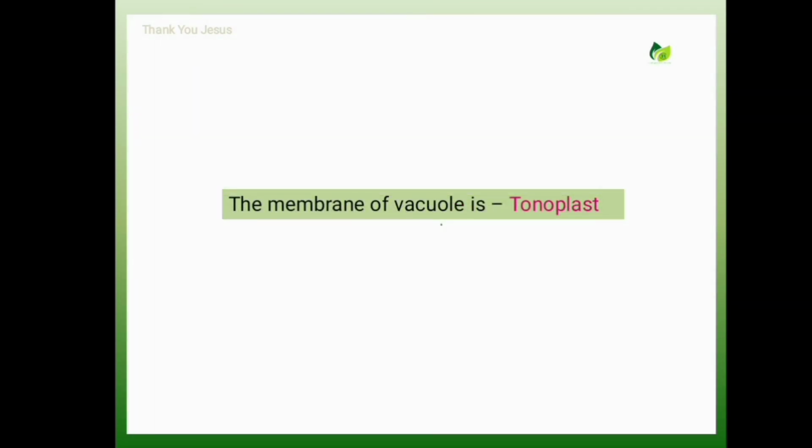Next question. The membrane of vacuole is called as? Answer is tonoplast. Actually it is a unit membrane. Tonoplast is the lipoprotein membrane that separates the cell sap and extranuclear protoplasm. So the tonoplast is a very active and dynamic membrane. It transports protons from the cytosol to the vacuole to stabilize the cytoplasmic pH.